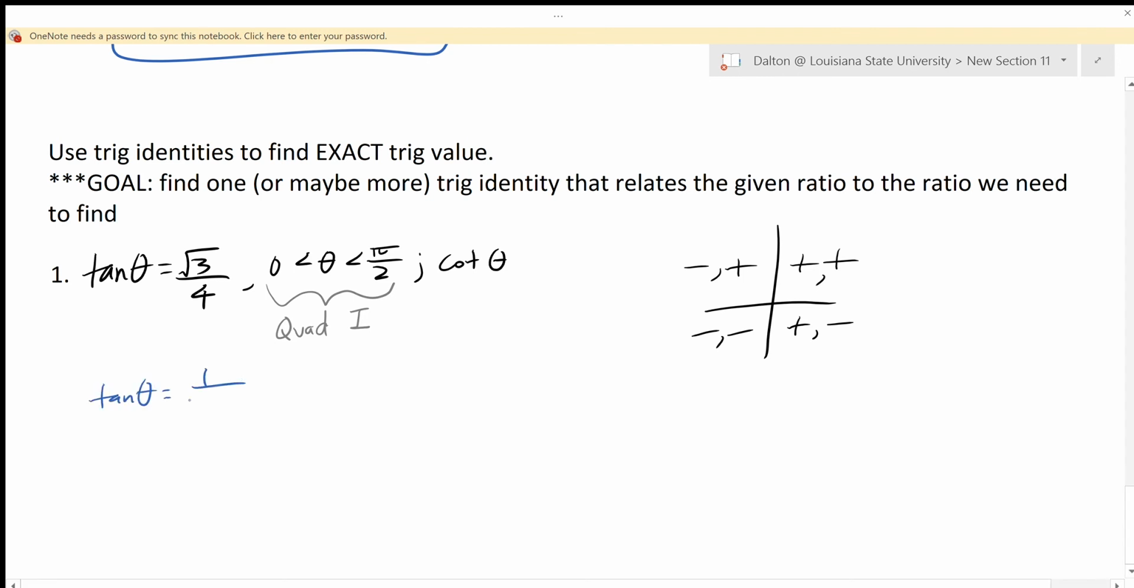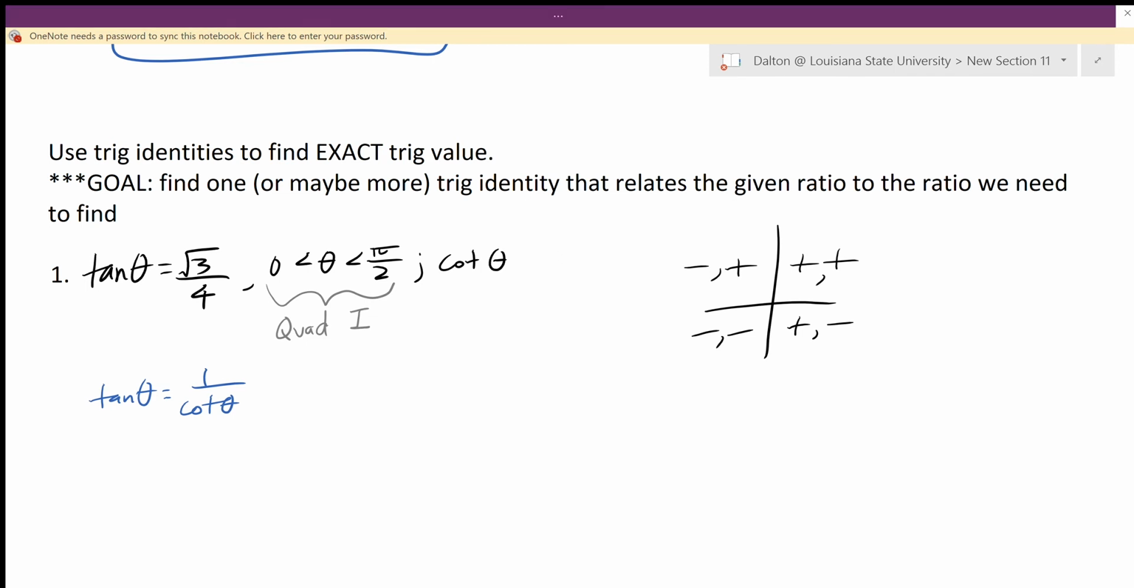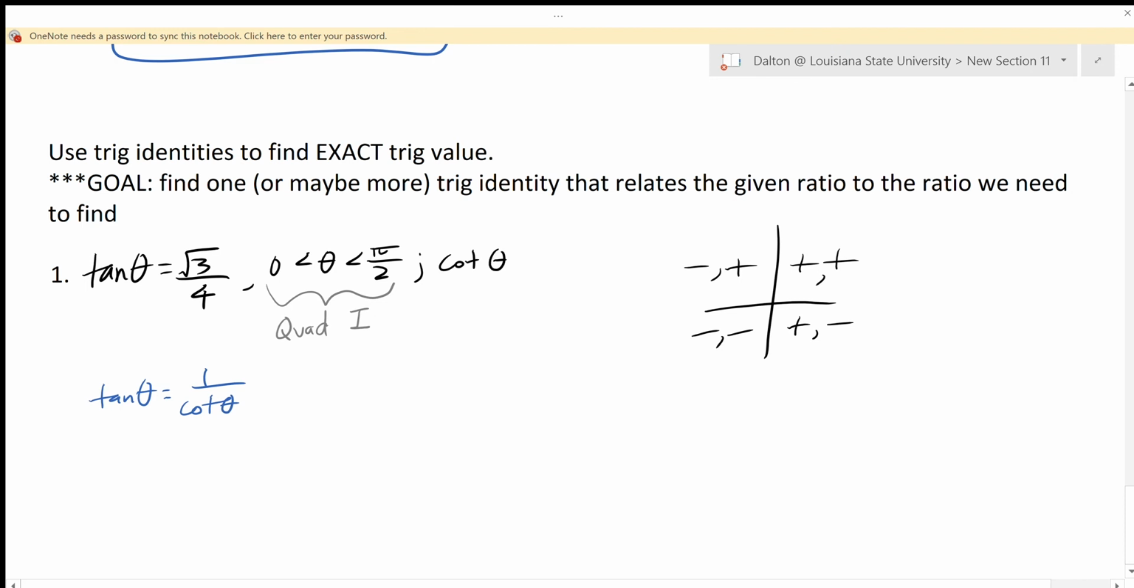Okay, so tangent of theta is equal to 1 over cotangent of theta. You also could use cotangent of theta equals 1 over tangent. So it doesn't matter which one you use. The thing about identities is that they work algebraically. So as long as you use them appropriately, we should all get to the same answer no matter what. So let's plug in what we know. We know the tangent of theta is the square root of 3 over 4. And that's equal to 1 over, we don't know the cotangent of theta. But I need to solve for the cotangent of theta. So how can I do that?